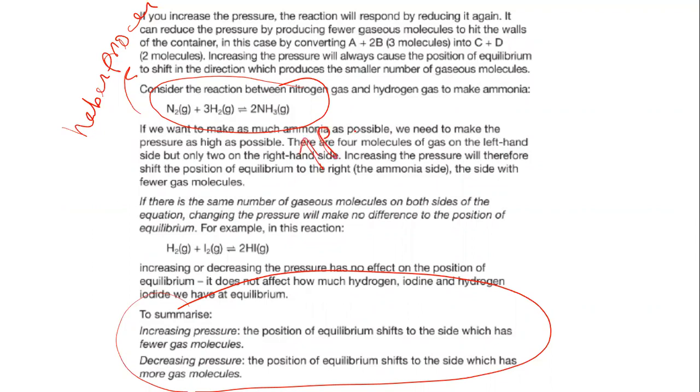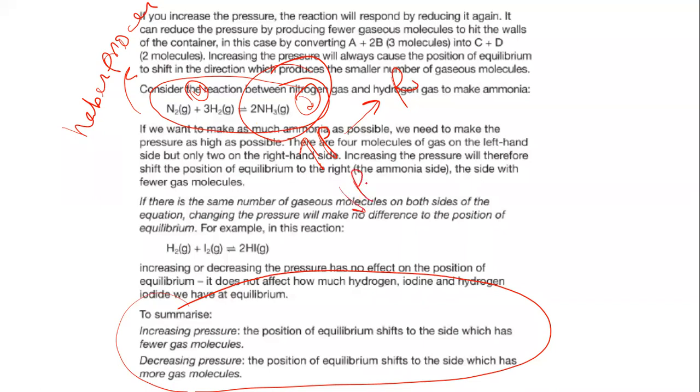So in this situation, if you increase the pressure, what is going to happen? It needs to shift to the side which has the lesser number of molecules. So you have 2 molecules on the product side and 4 molecules on the reactant side. So if you increase the pressure, it will shift to the side which has less number of molecules. So that is the right side. So if I increase the pressure, my reaction will shift towards the right side.